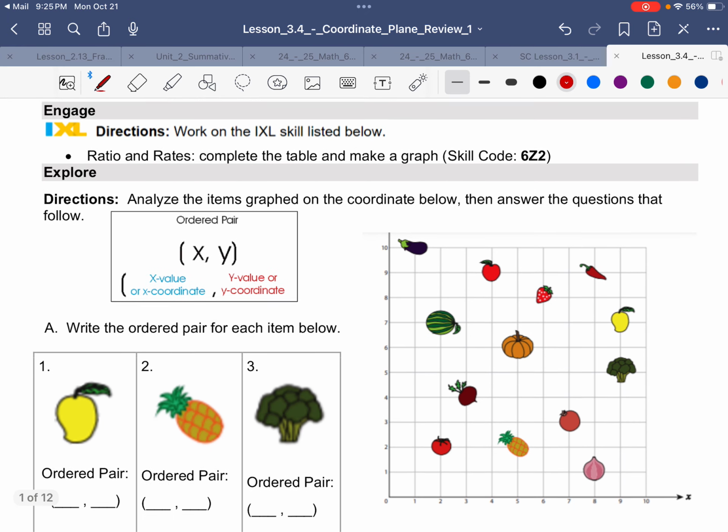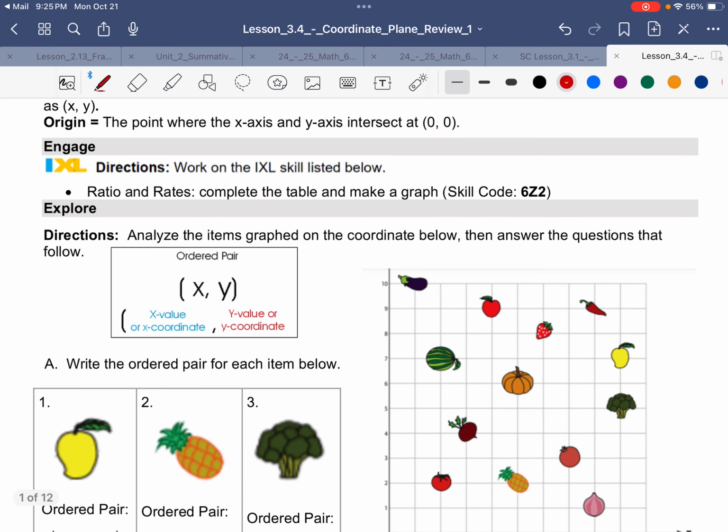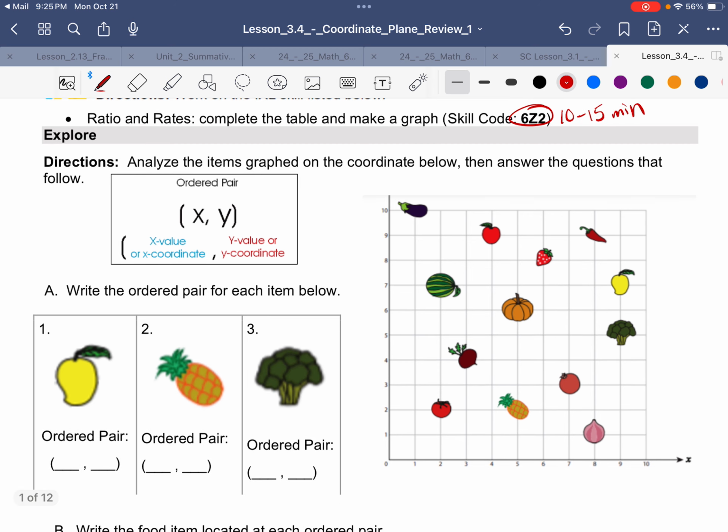I'm going to start off with a little engage. So jump into that IXL skill right here. You're going to spend about 10 to 15 minutes there. But after you've done that, you're going to jump back in this lesson as well. So explore. It says analyze the items graphed on the coordinate plane below. Then answer the questions that follow.